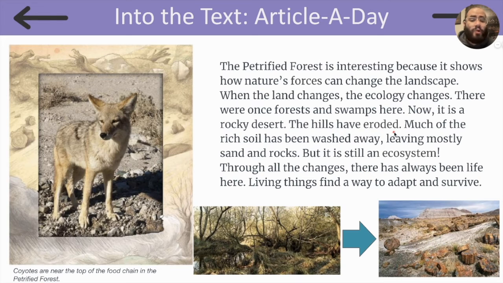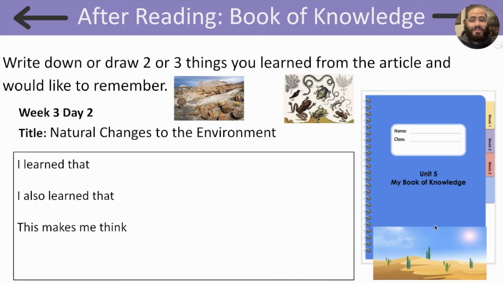The hills have eroded. Much of the rich soil has been washed away, leaving mostly sand and rocks, but it is still an ecosystem. Through all the changes, there has always been life here. Living things find a way to adapt and survive. So whether it looks like this or like this, it's still an ecosystem where animals live and survive because of each other. Please take out your book of knowledge.